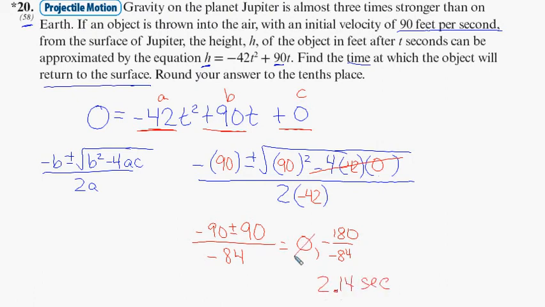Now, understand that 0 is when the object had never even left the ground. So find the time at which the object will return to the surface. Round your answer to the tenths place. So that means the answer is 2.1 seconds. All right? Hope that was meaningful for you.